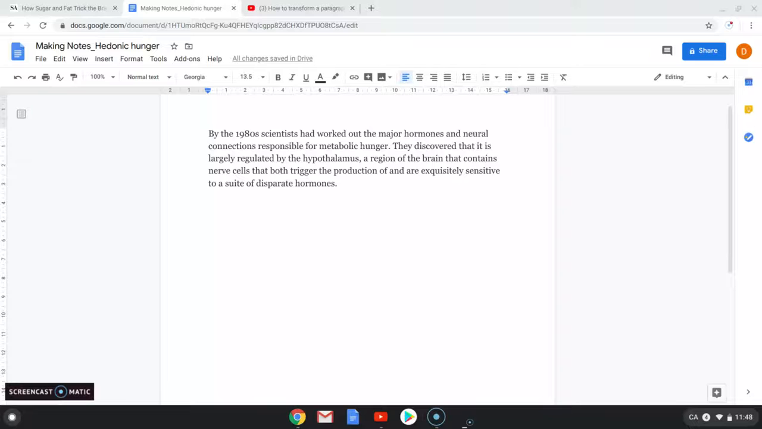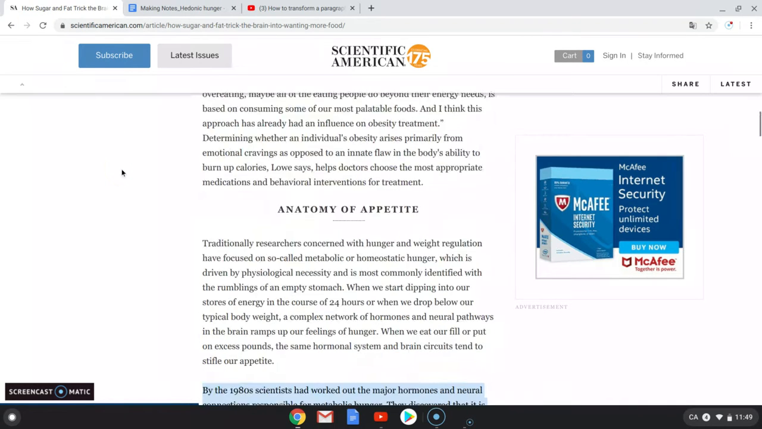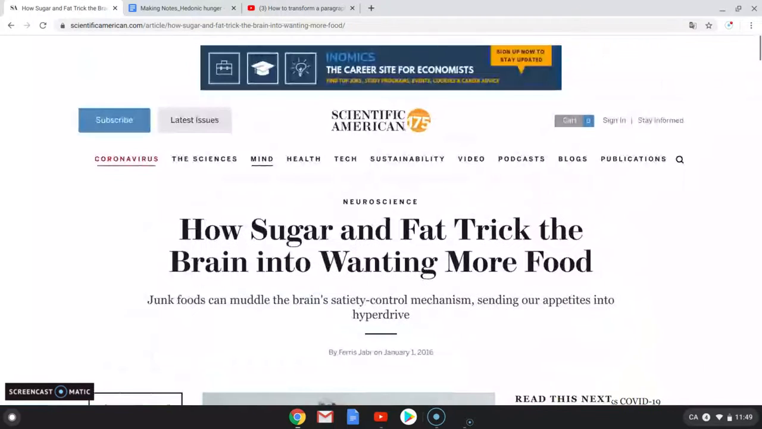Hi, everybody. So in this tutorial, we're working on this paragraph, which comes from this source, which is How Sugar and Fat Trick the Brain into Wanting More Food on the website of Scientific American.